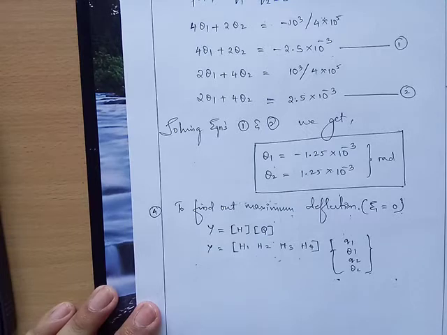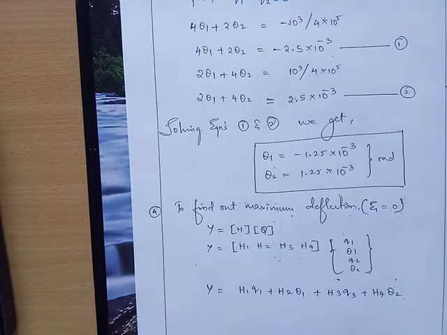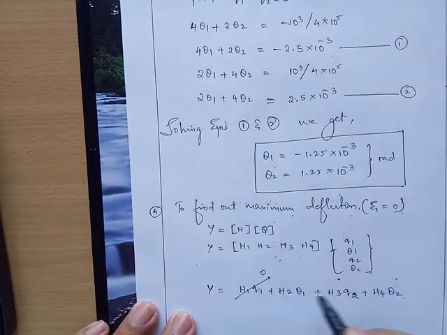Right, now y is equal to H1 Q1 plus H2 theta 1 plus H3 Q2 plus H4 into theta 2. Right, so that is the normal way of finding maximum deflection. Now here in this problem we know that Q1 and Q2 both are 0, so this entire product automatically becomes 0. Right, so now we are left with only 2 terms.